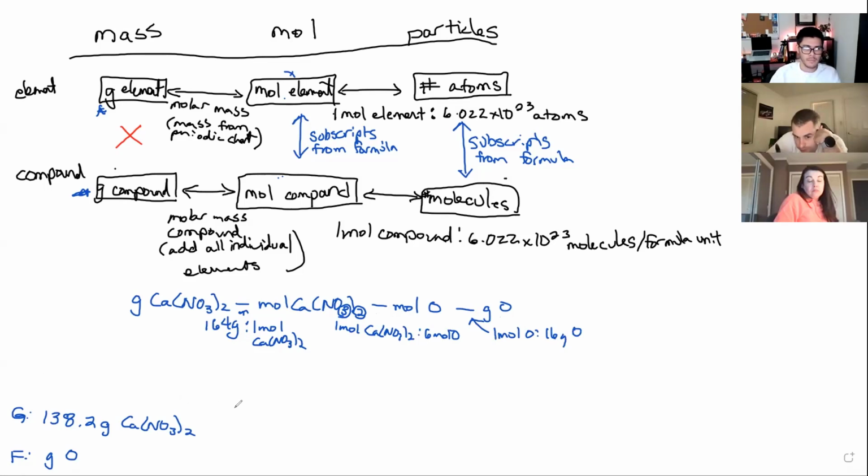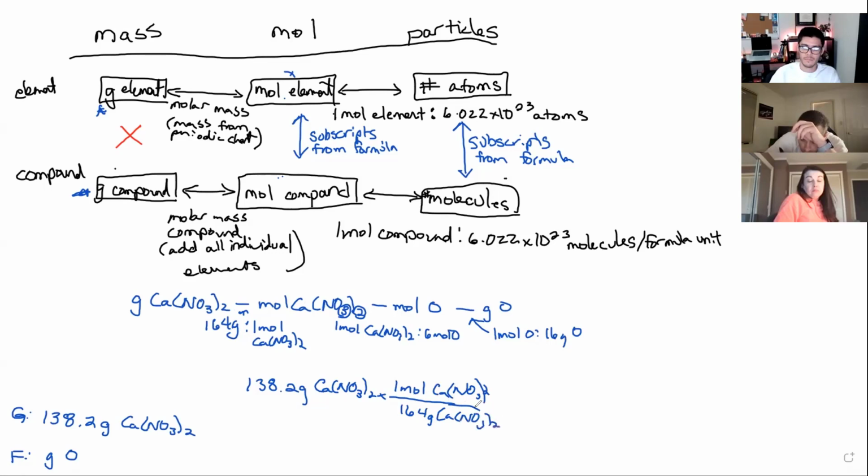So we start our flow with our given information, 138.2 grams of CaNO3 2. Use the molar mass of the compound to get into moles. I want to get out of grams and I want to get into moles. So 1 mole of the CaNO3 2 is equivalent to 164 grams of the CaNO3 2.